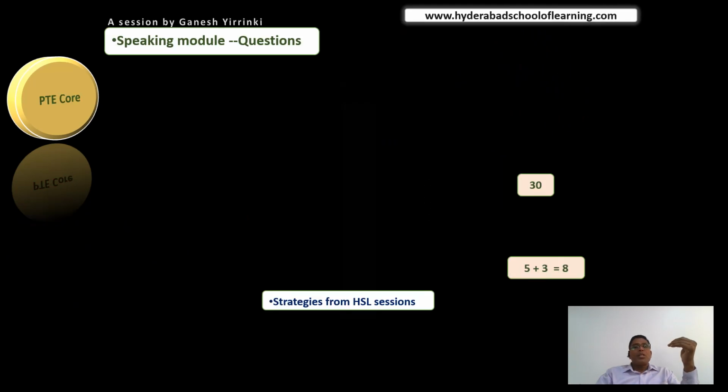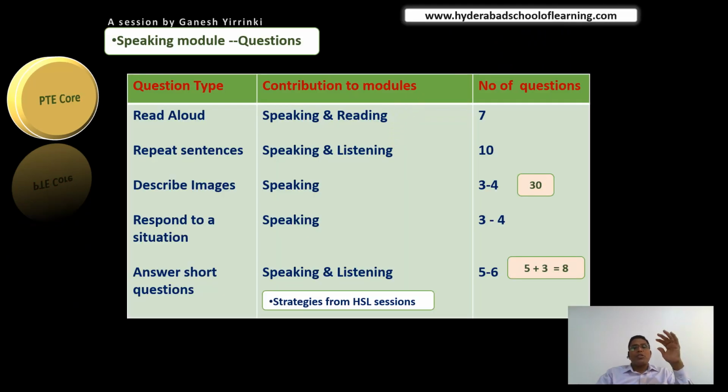Let's go to speaking module. Speaking module has got 5 questions: read aloud, repeat sentences, describe image, respond to a situation, answer short questions. And among them, read aloud definitely carries significant weight. Getting 90 or close to 90 in speaking module is very, very important to test takers, because speaking module contributes to reading. Speaking module contributes to listening also. So hence, getting 90 or close to 90 in speaking module is important.